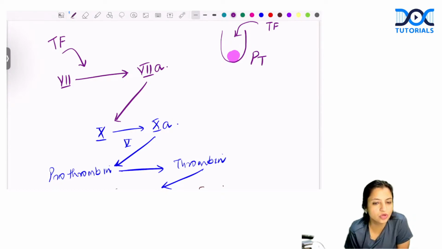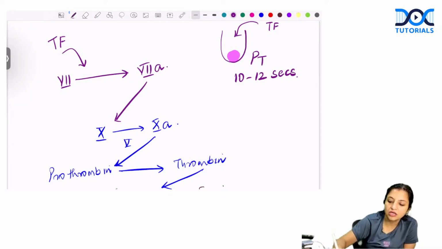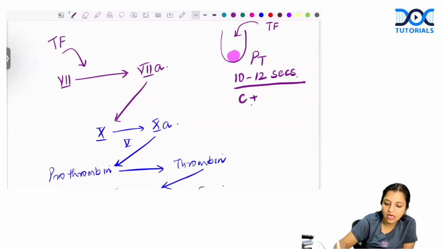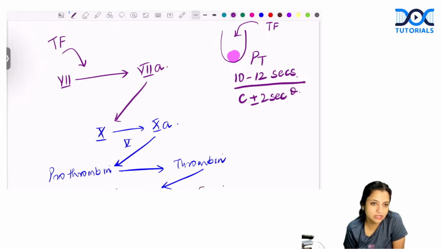So what is this called? Prothrombin time. As soon as you add tissue factor and look for the formation of clot, how much time it takes is called prothrombin time. This is approximately 10 to 12 seconds. Seconds, that is what you have to remember. It is very small, tick, tick, tick, gone. That is why we always have to see it with the control. Anything which is more than 2 seconds over the control is called abnormal PT.